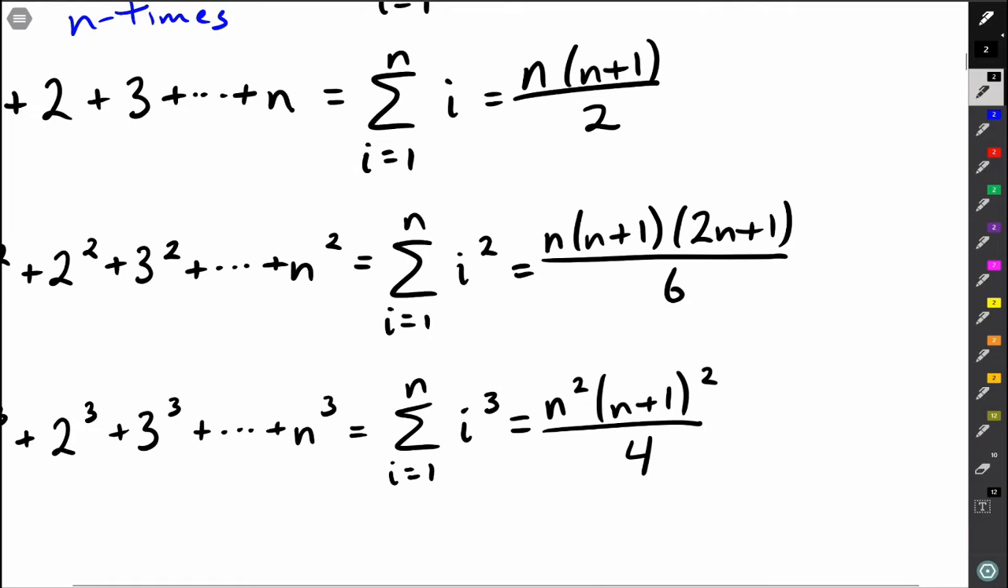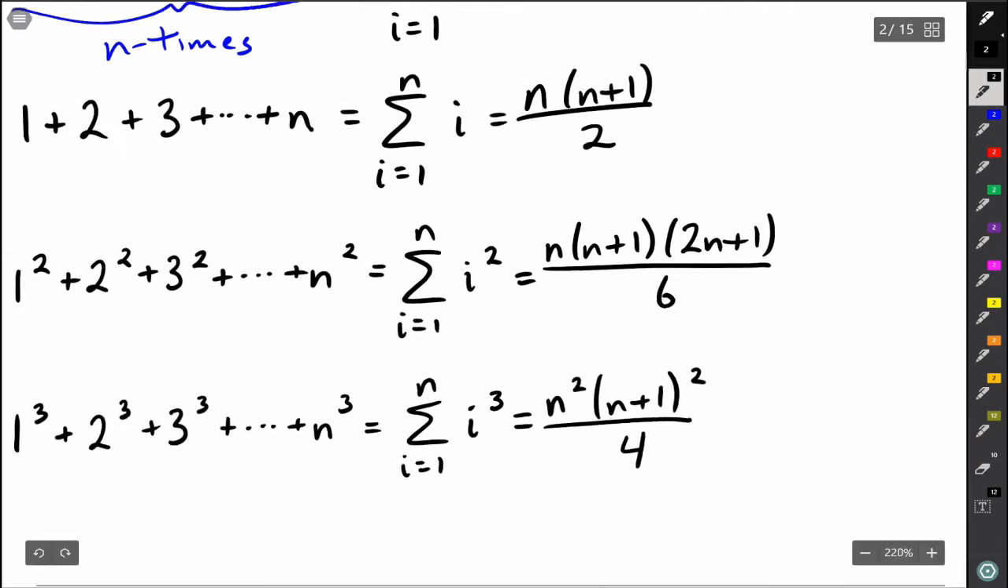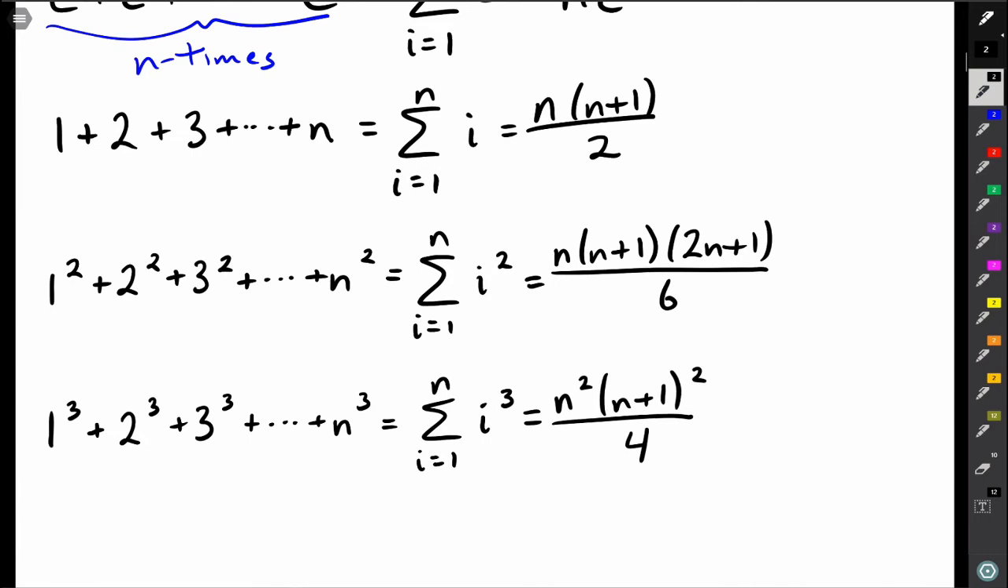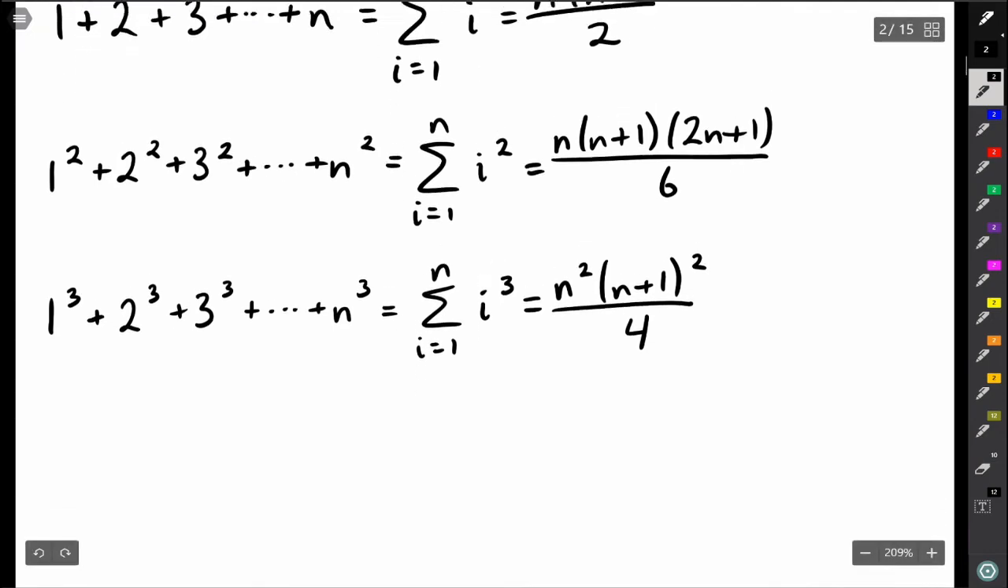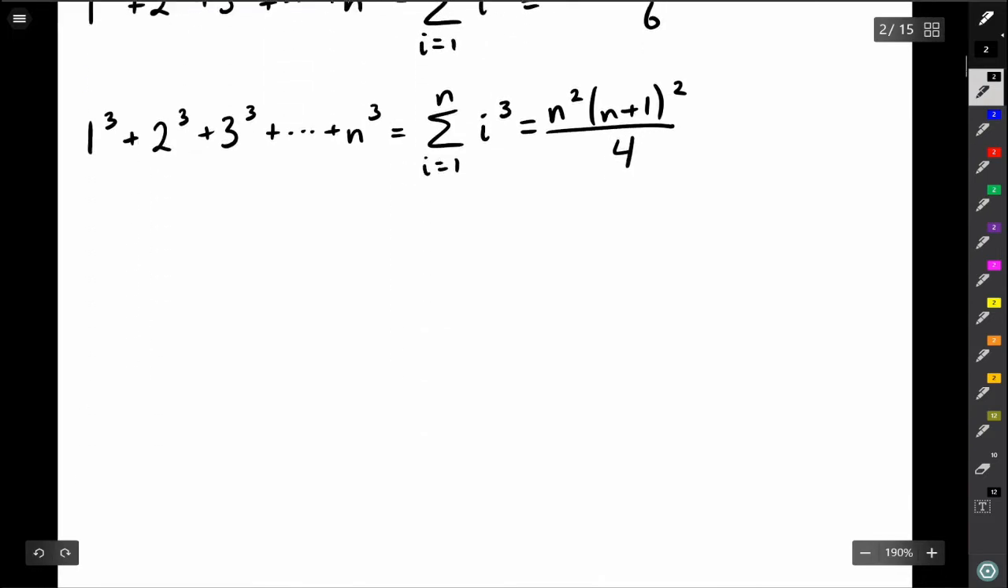Now, I think there might be formulas for higher degree sums here, like i to the 4th, but I do believe they start getting quite cumbersome at that point, so we won't really bother. So we're going to stick with just these here.